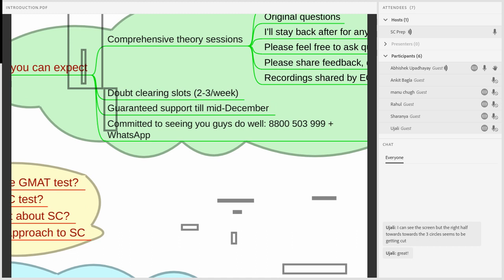Abhishek, I see you've raised your hand. Please go ahead. Sir, I am getting disturbance in voice, sir. You're getting disturbance in the voice. Just mute your microphone.